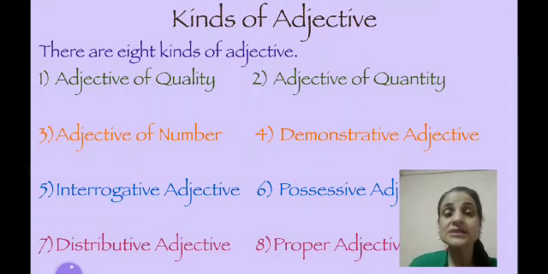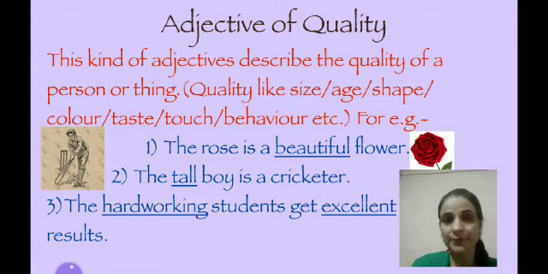Now, let's learn the kinds of adjective. Children, there are 8 kinds of adjective: adjective of quality, adjective of quantity, adjective of number, demonstrative adjective, interrogative adjective, possessive adjective, distributive adjective, and proper adjective. So now let's learn these kinds of adjective one by one.